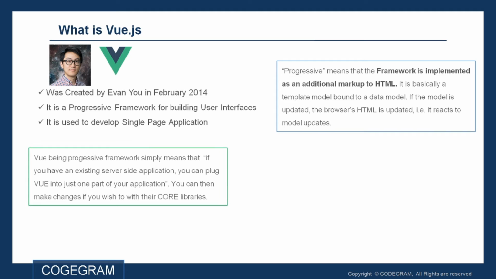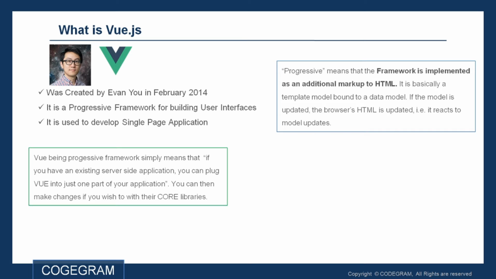Now, what do you mean by a progressive framework? Guys, Vue being a progressive framework simply means that if you have an existing server-side application, you can plug Vue into just one part of your application and you can then make changes if you wish to with other core libraries.